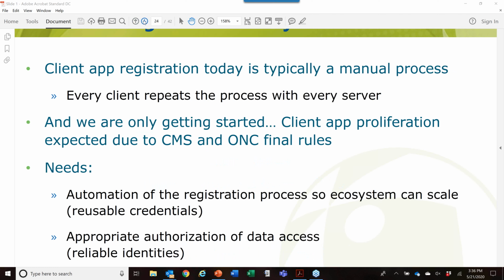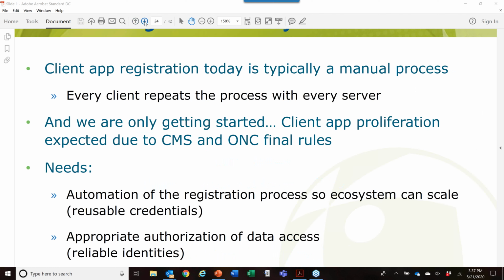Aaron is going to go through some math to show you the burden of human cost with 60 apps in the current payer environment. We're just going to see more and more of these apps as they proliferate, as the patient access API and the payer-to-payer data exchange requirements start to go into force.